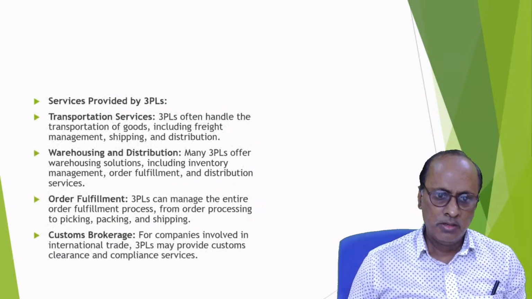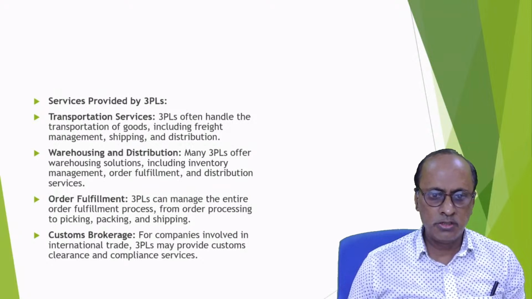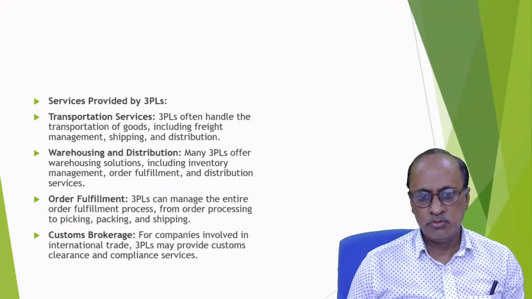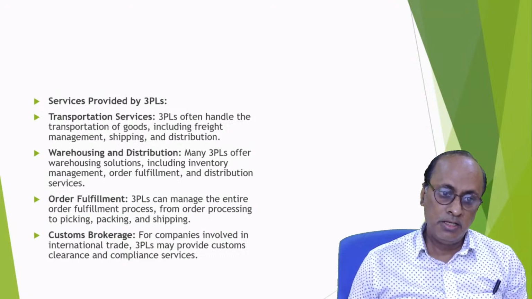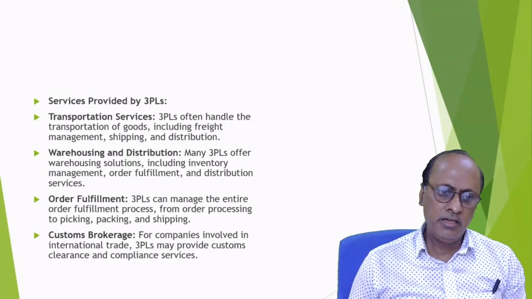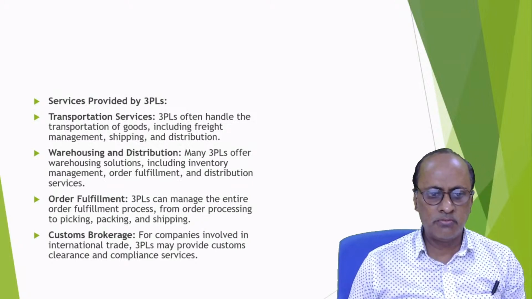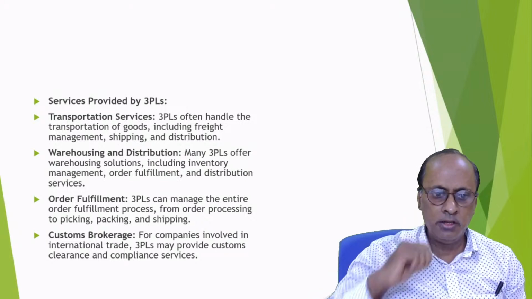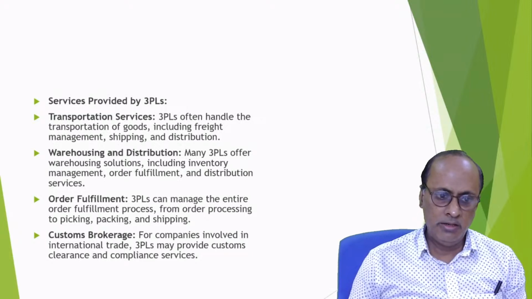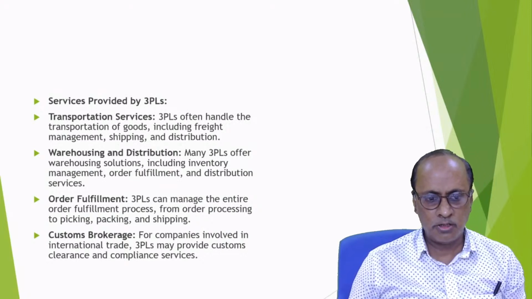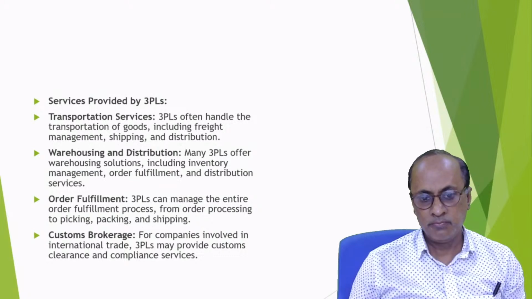Transportation service. 3PLs often handle the transportation of goods, including fleet management, shipping, and distribution. So the main function of a 3PL is transporting goods, including fleet management, shipping, and distribution. The second thing it does is warehousing and distribution. Many 3PLs offer warehousing solutions, including inventory management, order fulfillment, and distribution services. Then, order fulfillment: 3PLs can manage the entire order fulfillment process, from order processing to picking, packing, and shipping.